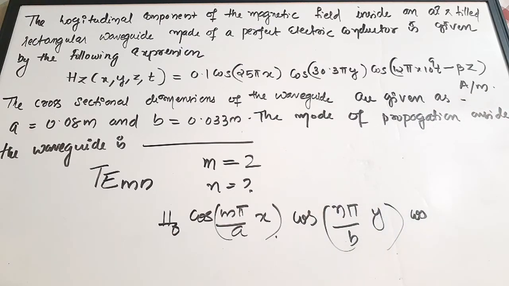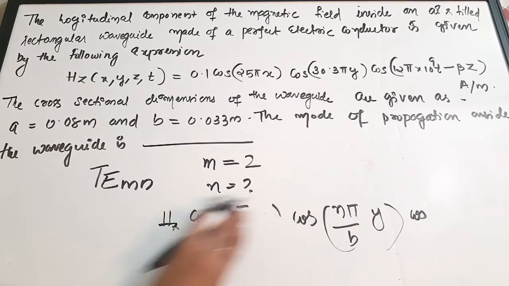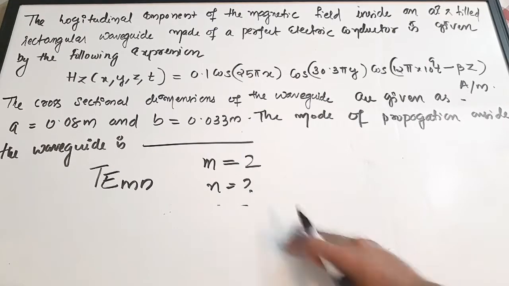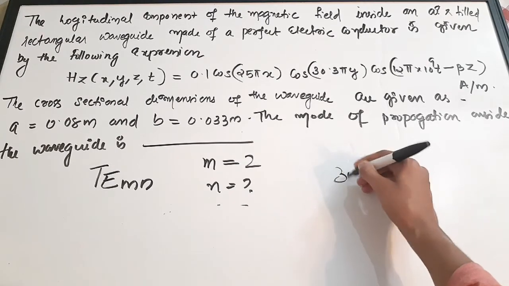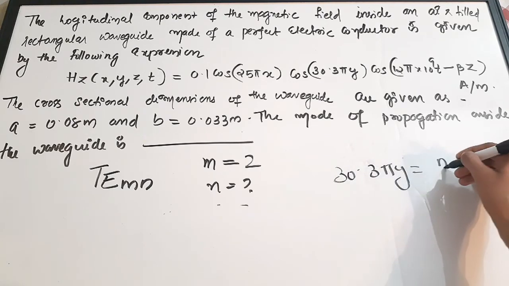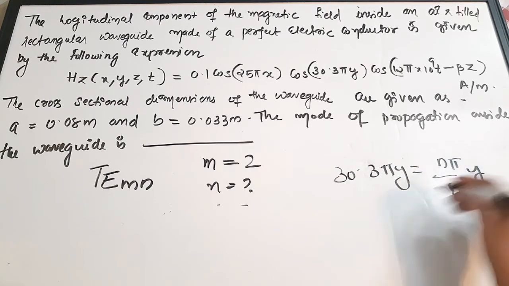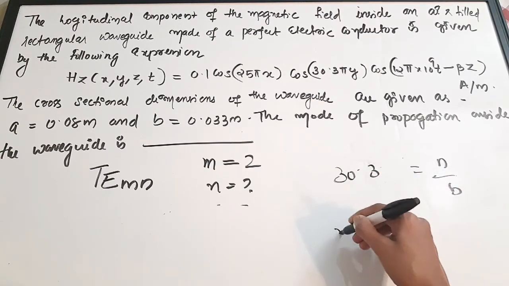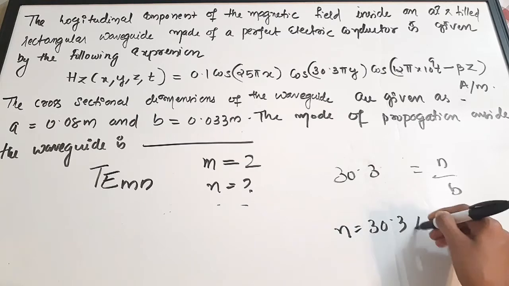Okay. So this is cos(nπy/b). Now I'm going to equate that with cos(30.3πy). So we can equate 30.3πy equal to nπy/b. So π and y get cancelled. n is equal to 30.3 into what is b?